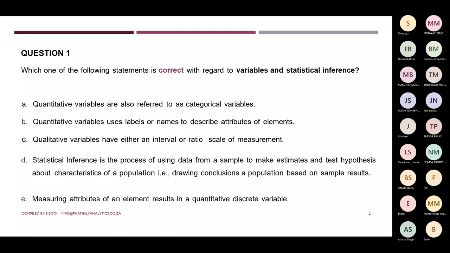Which one of these 5 statements is correct? D. Are we all happy with D? Yes. D is correct because in statistics we have 2 branches: descriptive statistics and statistical inference. Descriptive statistics just describes and summarizes the data into tables and charts, whereas with statistical inference, we draw conclusions or make inferences. The rest of the other statements are incorrect.